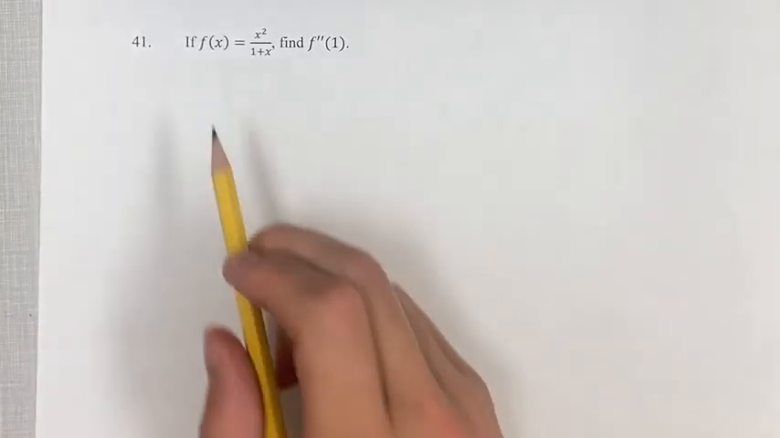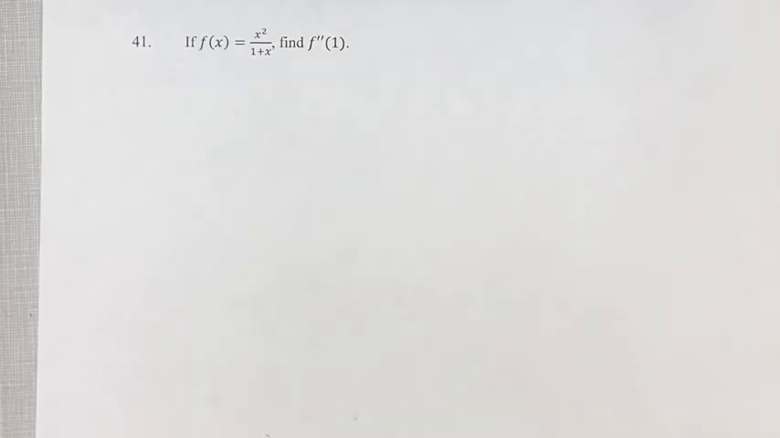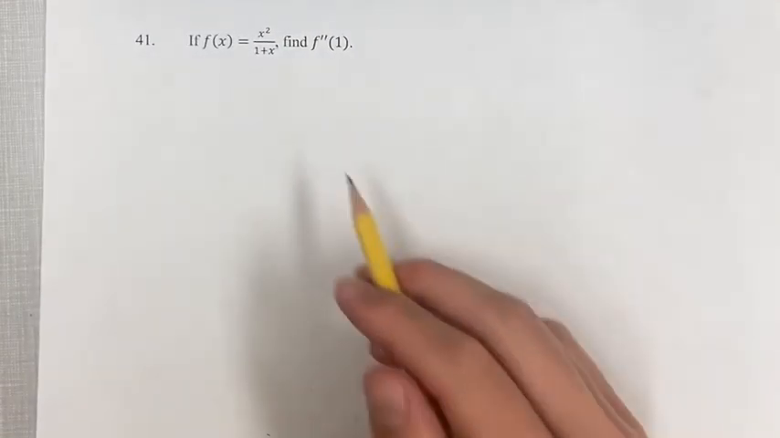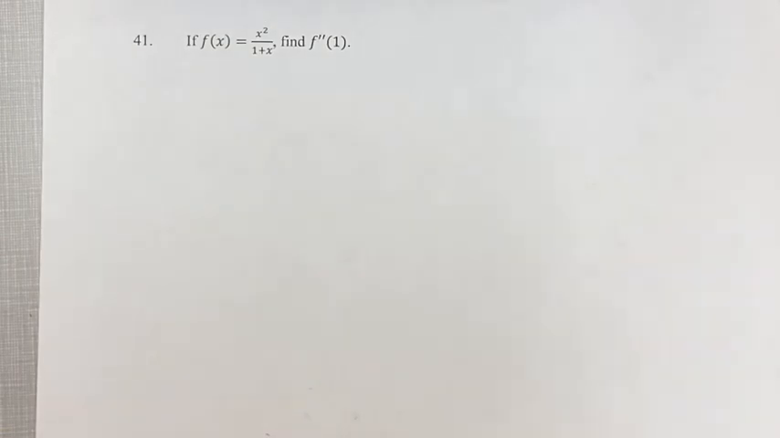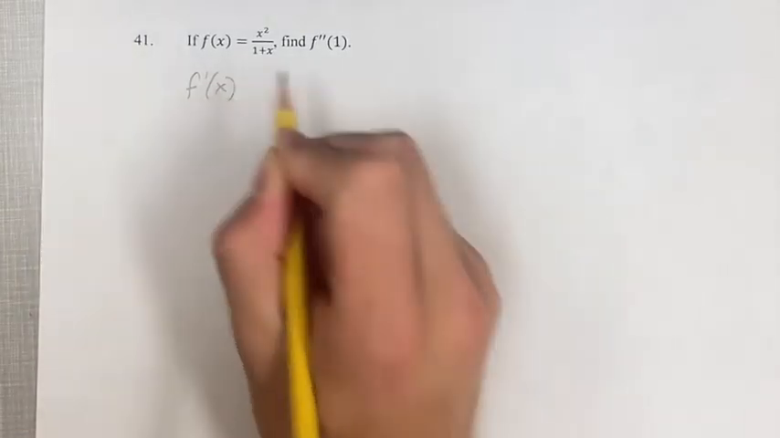In this problem, we're given f of x is equal to x squared over 1 plus x, and we're asked to find what is the value of the second derivative of f when x is equal to 1. So first, before we can even find the second derivative, we have to find the first derivative. And we're going to do that using the quotient rule.